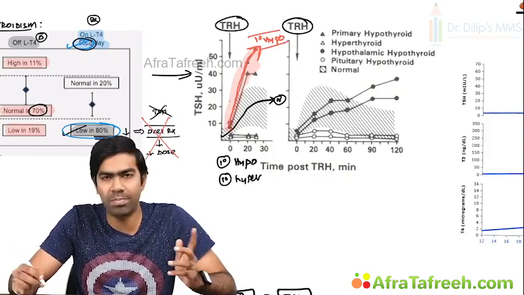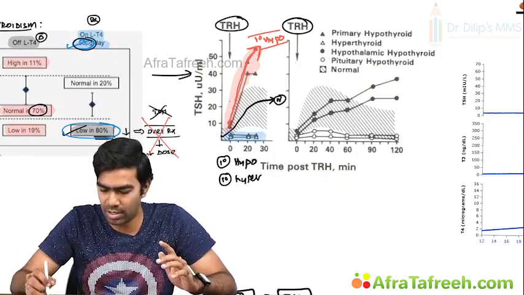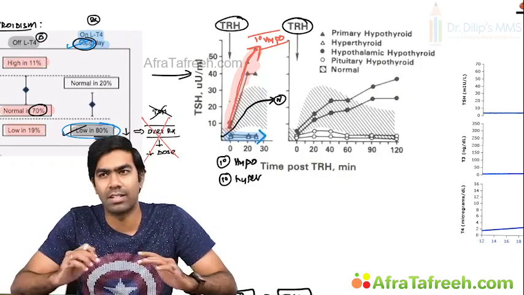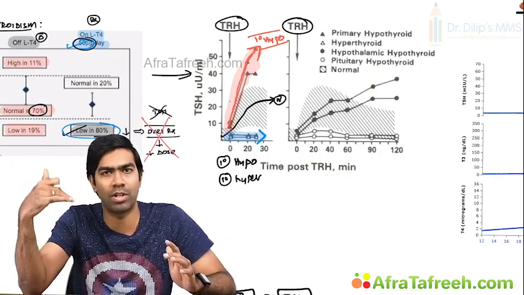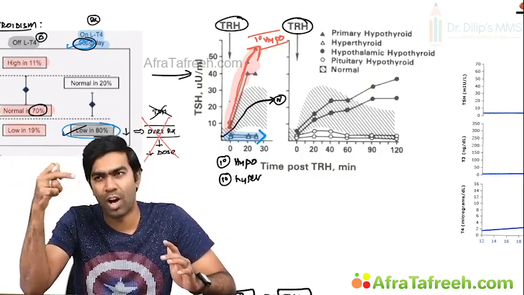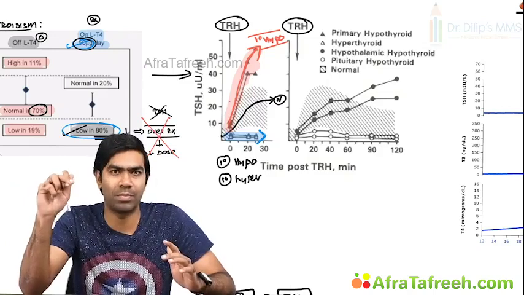In a primary hyperthyroidism, on the other hand, it is very clear that the TSH is not released at all, which means high thyroxine in a primary hyperthyroidism from the thyroid has already suppressed the pituitary enough.